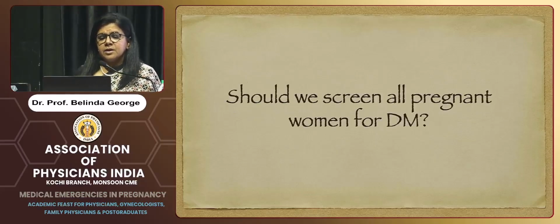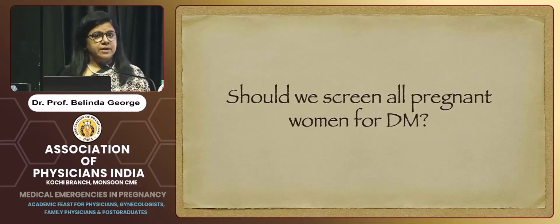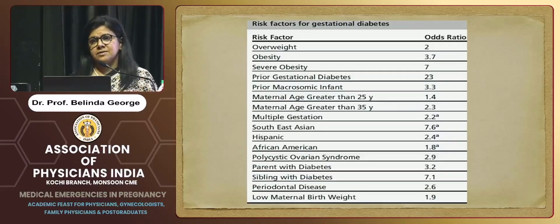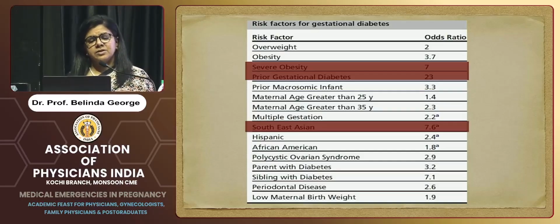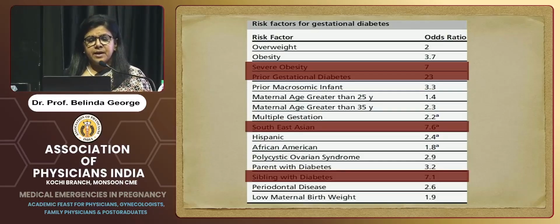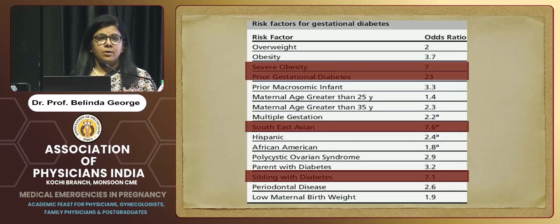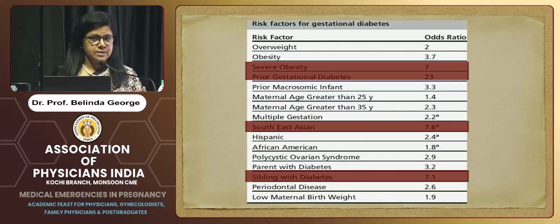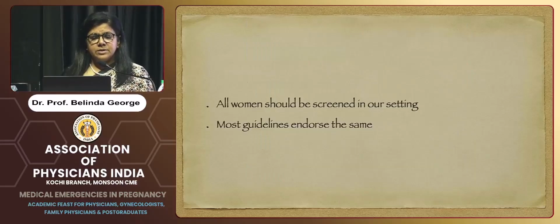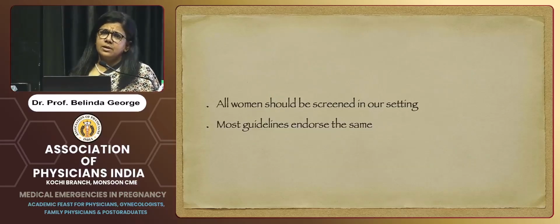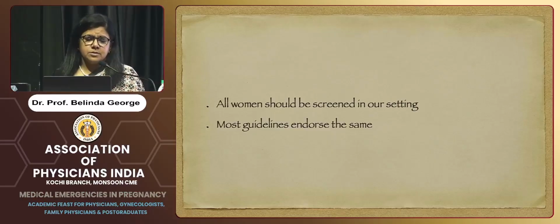So coming to diagnosing diabetes during pregnancy, we will look at whom to screen, when and how to screen. So should we screen all pregnant women for diabetes? If you look at the risk factors for someone to develop gestational diabetes, you can see that the ones with high odds ratio are severe obesity, prior gestational diabetes, ethnicity, and sibling with diabetes. Since all of us belong to the Southeast Asian ethnicity, it naturally means that our population is at extremely high risk for diabetes. So universal screening should be the norm in our clinical practice. Every person we see should be screened, and almost all guidelines endorse the same thing across the world.